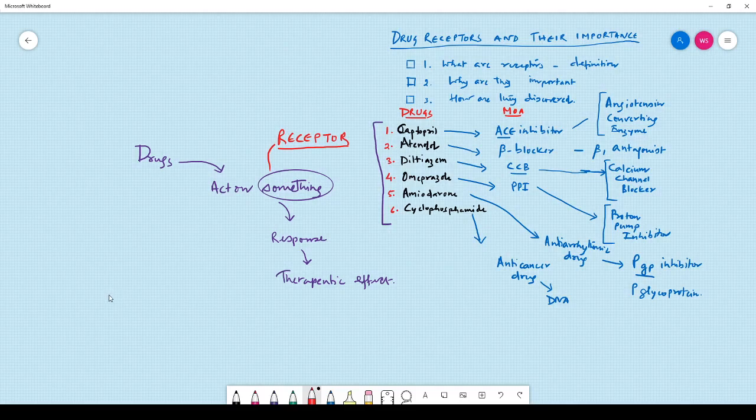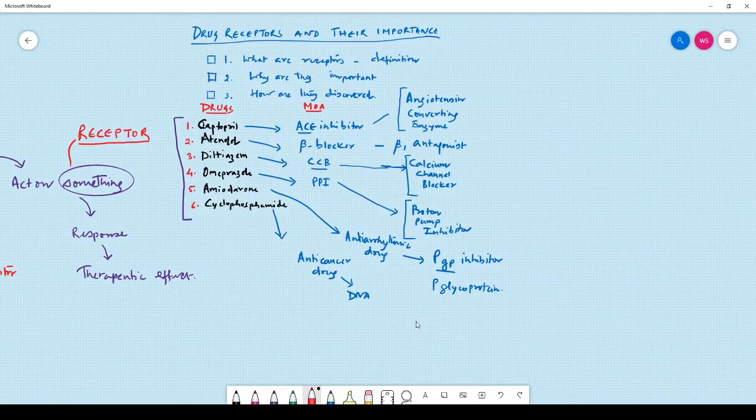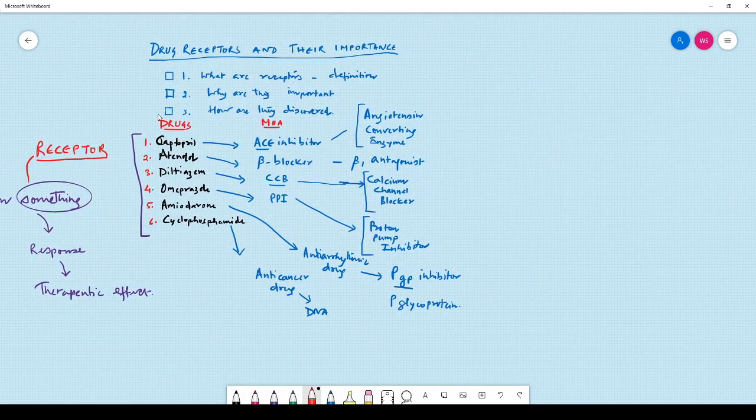Okay. So let's ask ourselves the question, what is a receptor chemically? This is a point that we are going to consider. What is a receptor chemically? Let us look at our discussion which we had previously. Let's consider the mechanism of action of these drugs.